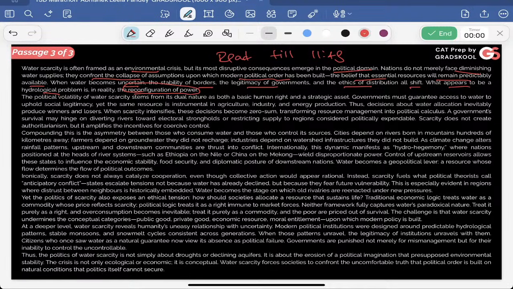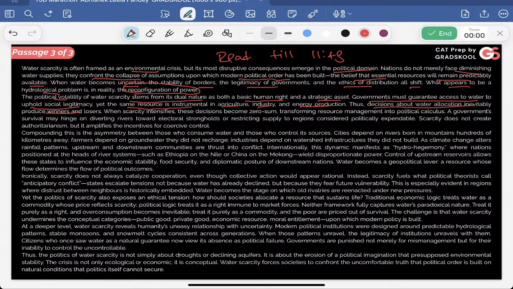Okay, let's see. The political volatility of water scarcity stems from its dual nature as both a basic human right and a strategic asset. Governments must guarantee access to water to uphold social legitimacy, yet the same resource is instrumental in agriculture, industry, and energy production. Thus, decisions about water allocation inevitably produce winners and losers.